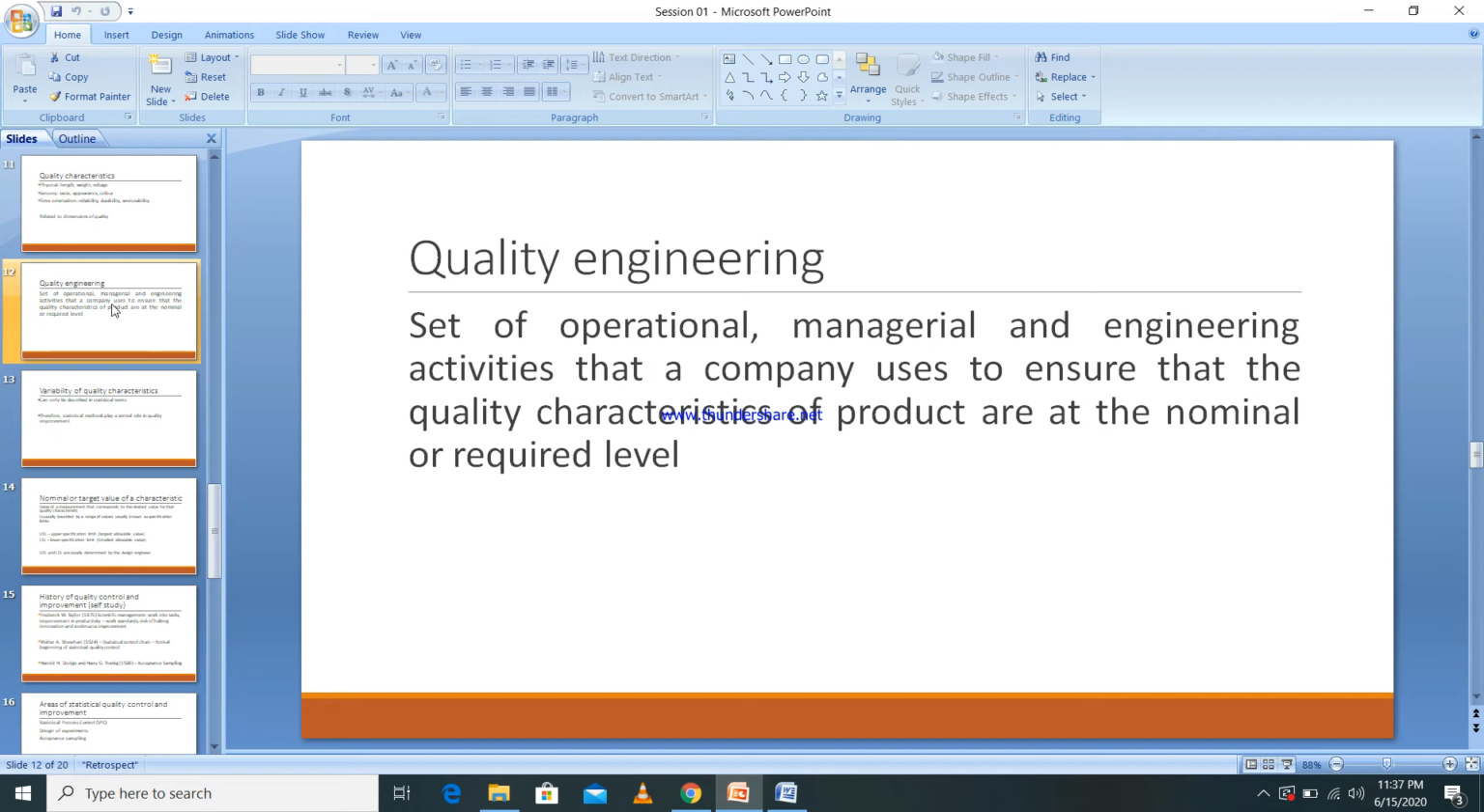When it comes to quality control in the industry, it plays a huge role. So you have quality control engineers, and in some factories and some companies you have a separate department for quality control. So this quality engineering plays an important role. So then, what is this quality engineering?